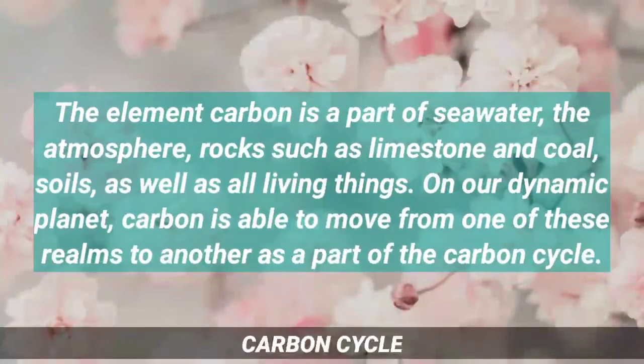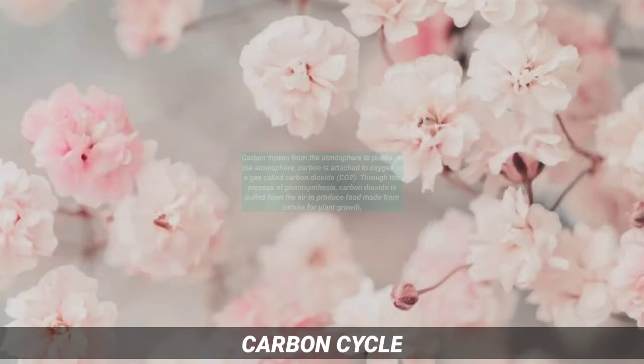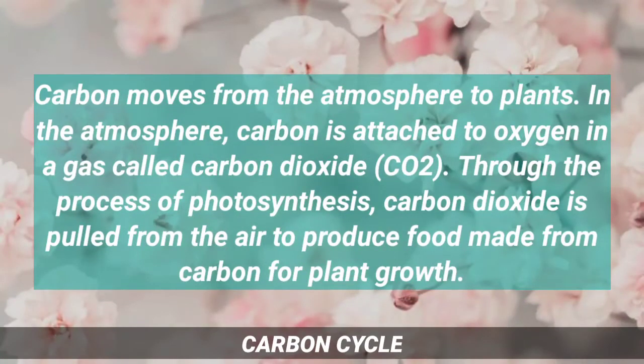The element carbon is a part of seawater, the atmosphere, rocks such as limestone and coal, soils, as well as all living things. On our dynamic planet, carbon is able to move from one of these realms to another as part of the carbon cycle. Carbon moves from the atmosphere to plants. In the atmosphere, carbon is attached to oxygen in a gas called carbon dioxide. Through the process of photosynthesis, the carbon dioxide is pulled from the air to produce food made from carbon for plant growth.